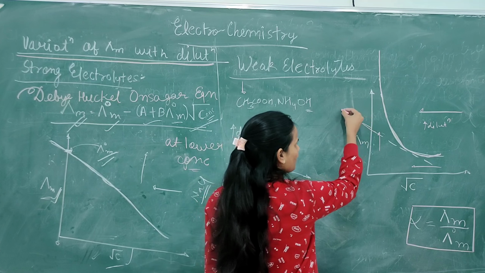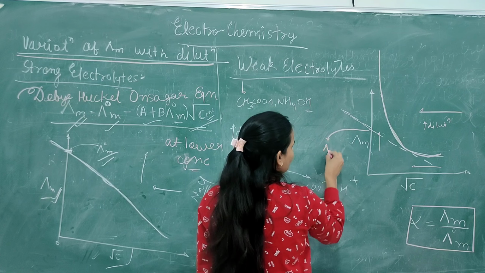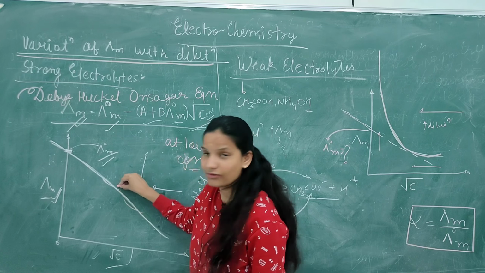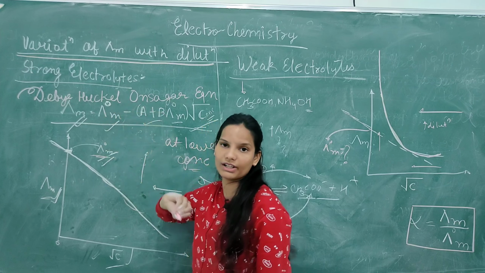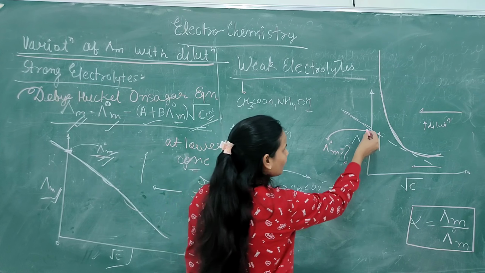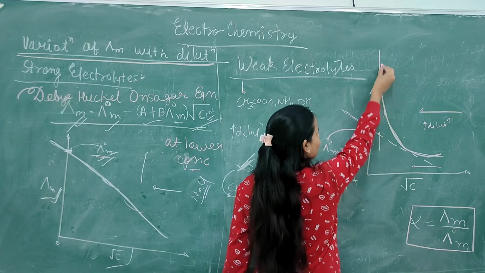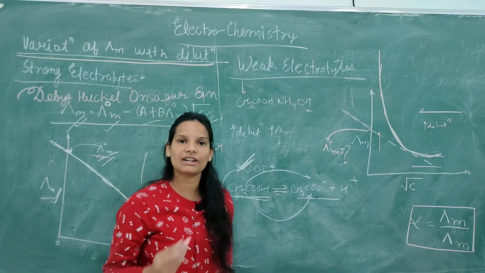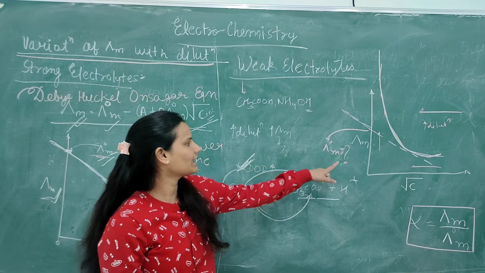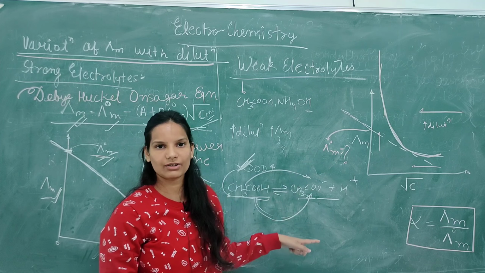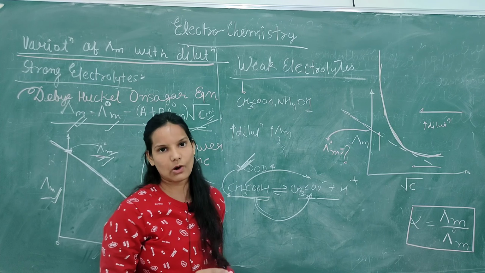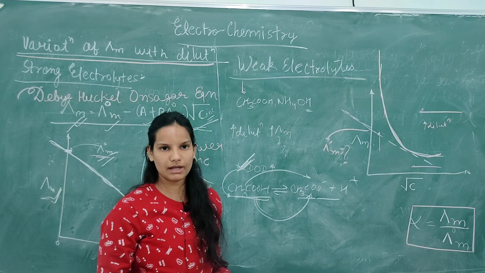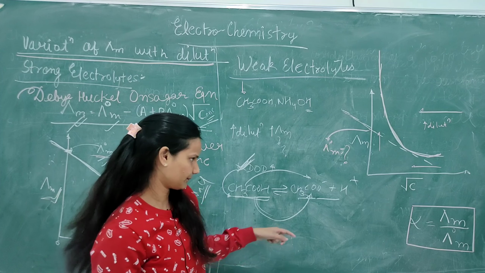So how will you extrapolate this graph and find the lambda naught m? For strong electrolytes you extrapolated the graph and easily found lambda naught m. But here, how will you find lambda naught m, because this exponential curve is going like this. So this brings us to another important topic: how we will find lambda naught m for weak electrolytes. That is given by Kohlrausch law. It is a very important topic for competitive exams like mains and NEET. So we'll discuss that.